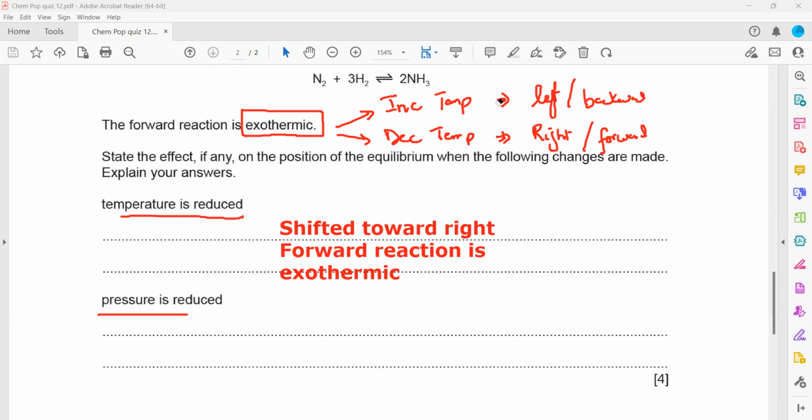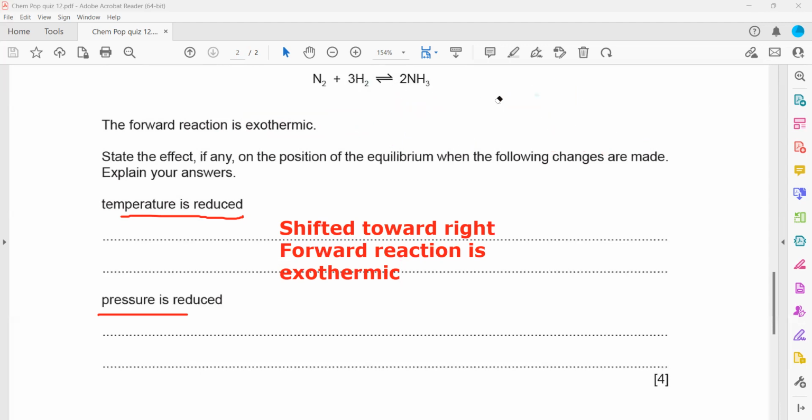The effect of the pressure depends on the equation itself, the number of moles of the gaseous reactant and product. So if we increase the pressure, equilibrium will shift towards the side of less moles. And if we decrease pressure, equilibrium will shift towards the side where more moles of the gas, or gaseous moles, are there.